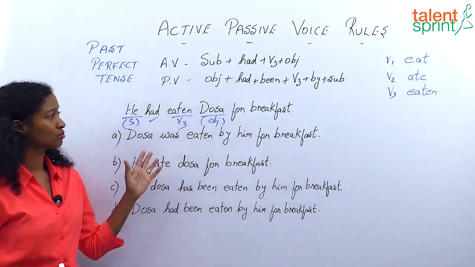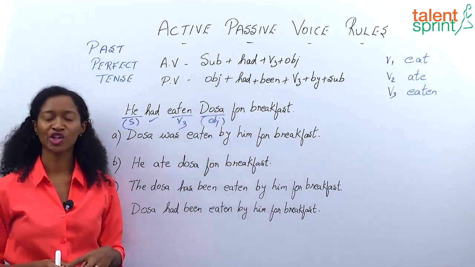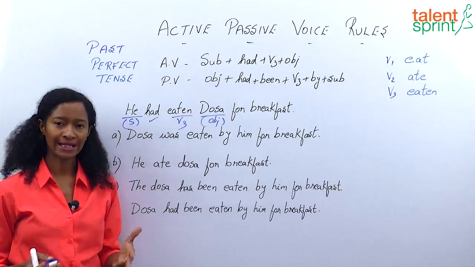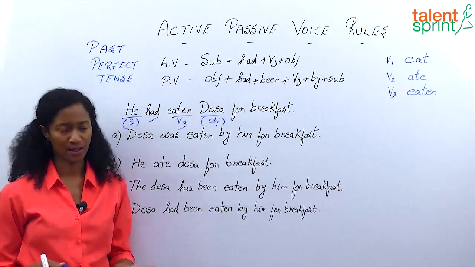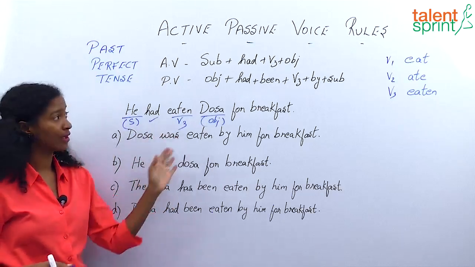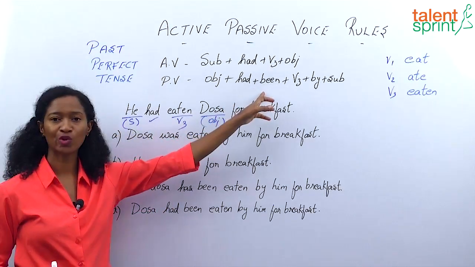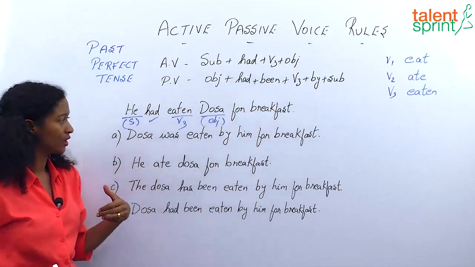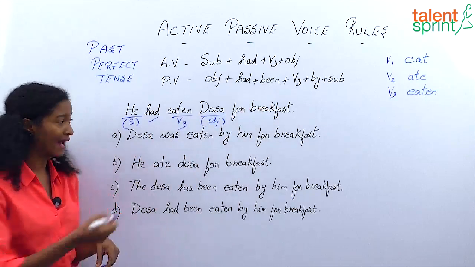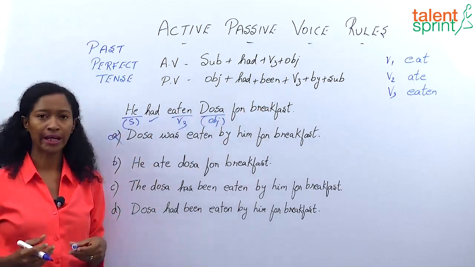Okay, so let's look at the conjugation for the verb eat. Verb 1 eat, verb 2 ate, verb 3 eaten, past participle. So we need verb 3 again, right? Just the inclusion of been along with had. So if you look at option A, it says was eaten. I don't need was, I need had. I will eliminate option A.